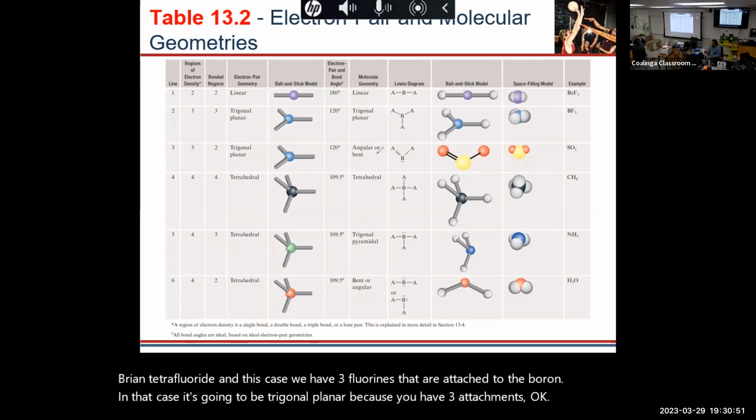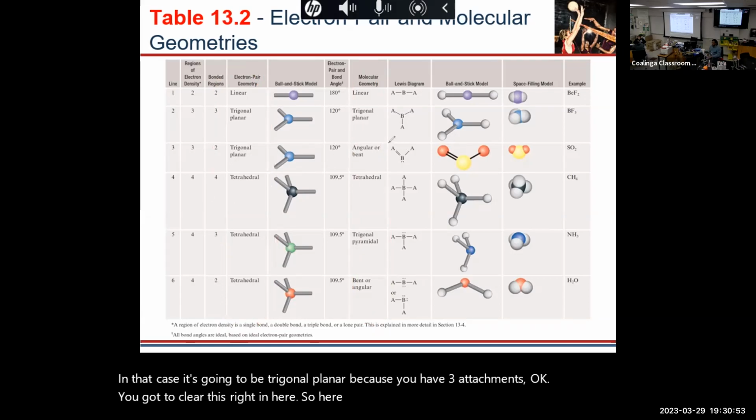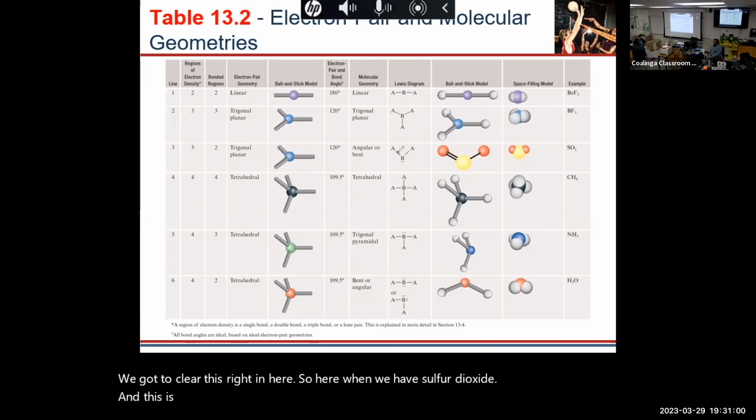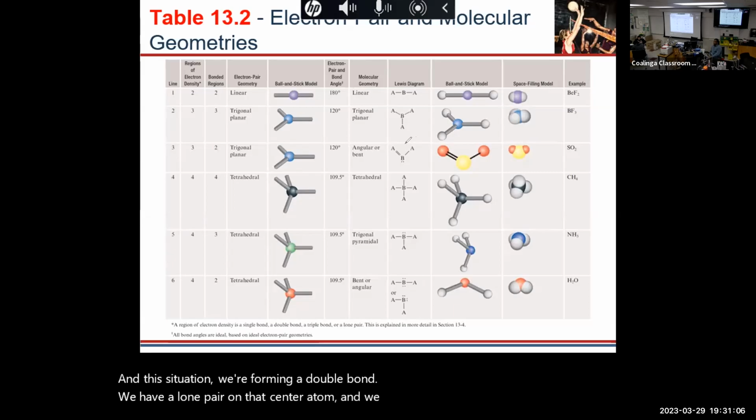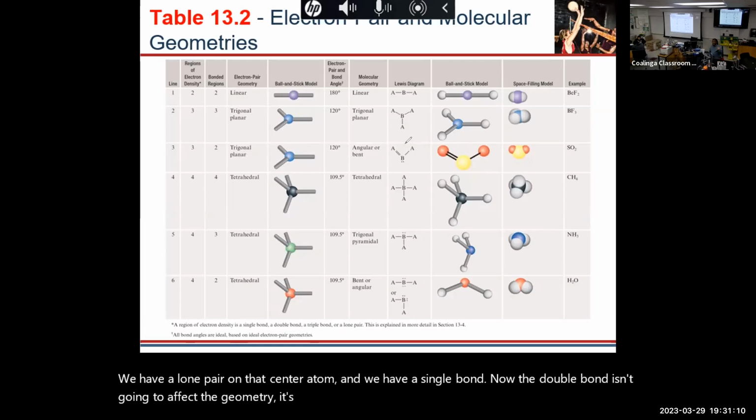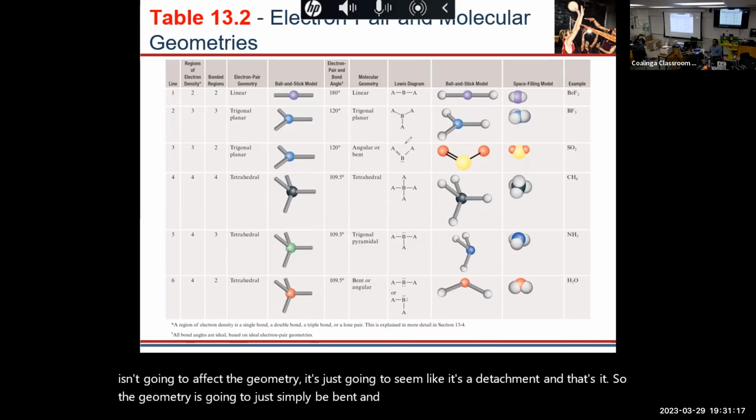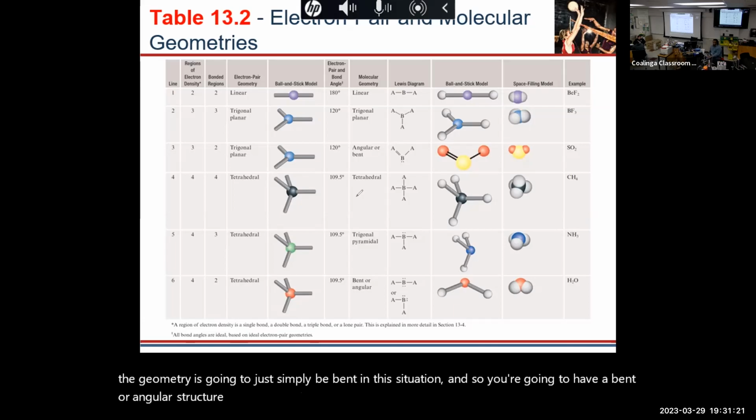Gotta clear this right here. So here, when we have sulfur dioxide, in this situation, we're forming a double bond. We have a lone pair on that center atom, and we have a single bond. Now, the double bond isn't that geometry. It's just going to seem like it's an attachment, and that's it. So the geometry is going to just simply be bent in this situation. And so you're going to have a bent or angular structure. Okay. Yes.